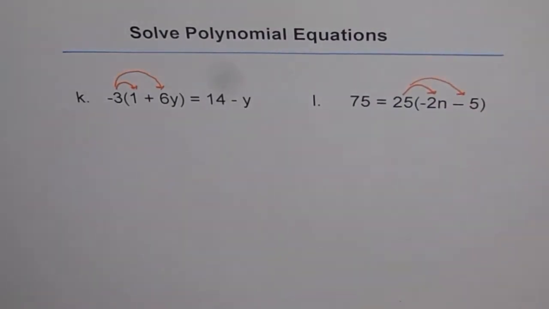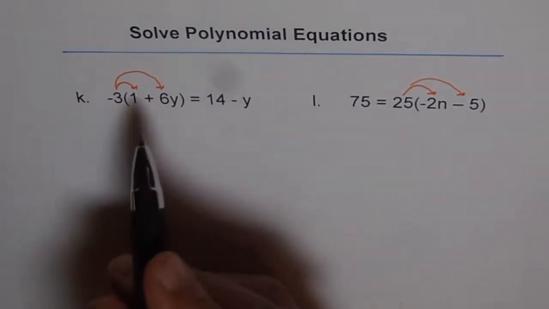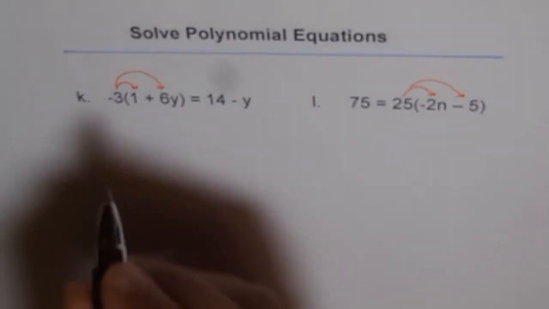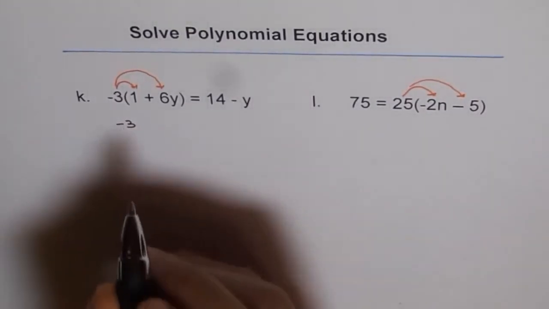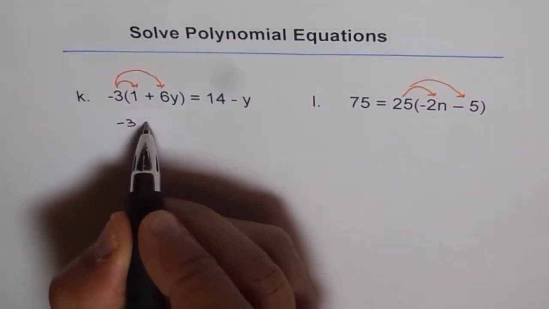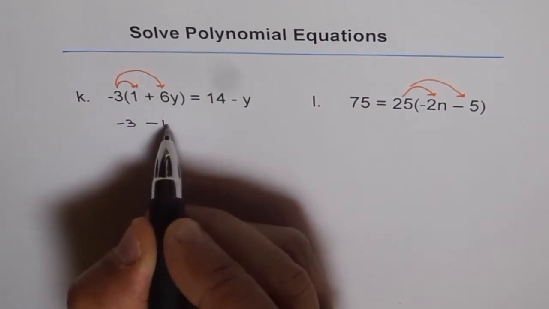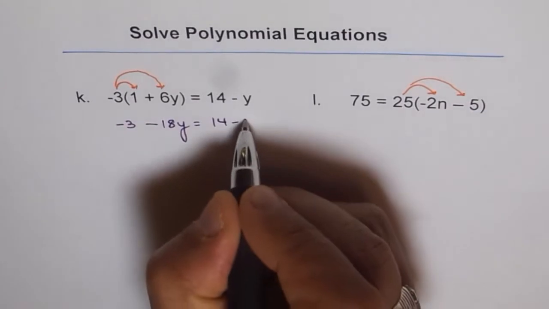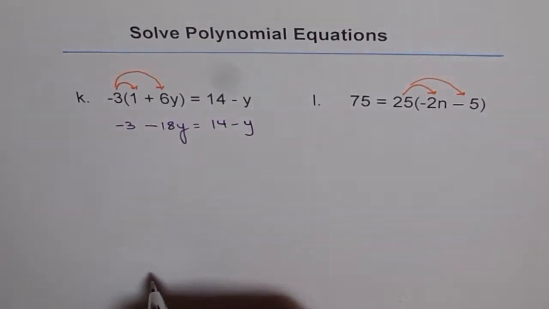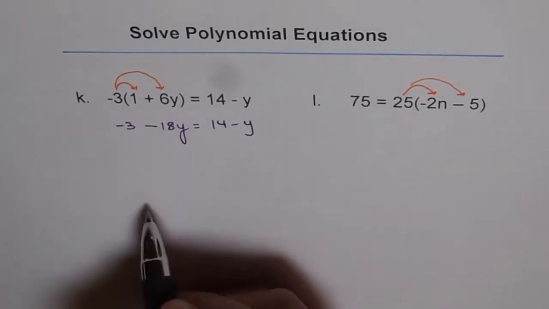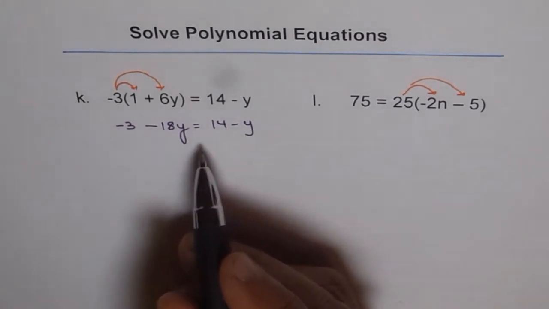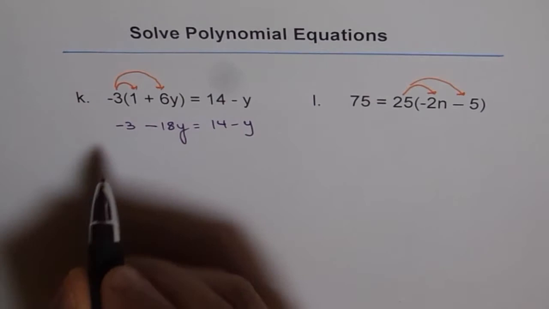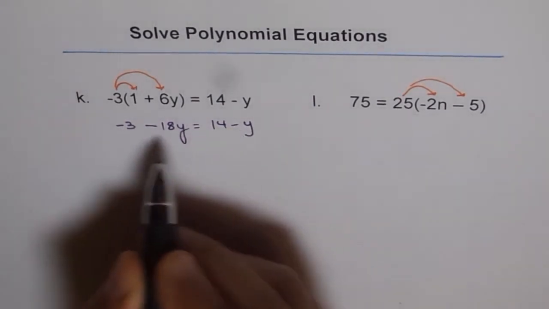Is that okay? Now let's do the left side, the K part, first. If we do minus 3 times 1, we get minus 3. Minus 3 times plus 6 is minus, and 3 times 6 is 18y, equals 14 minus y, correct? Now the next step is bringing the constants together, and then we can bring the variables together. So let's bring the constants first. That means we'll add 3 to both sides, okay?